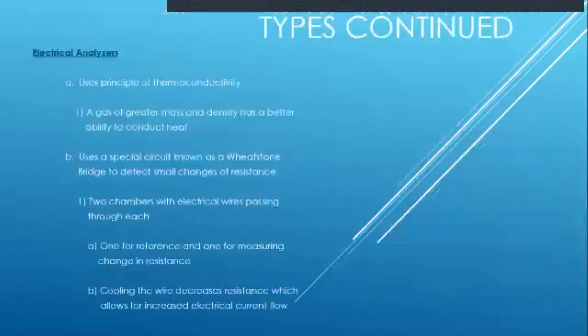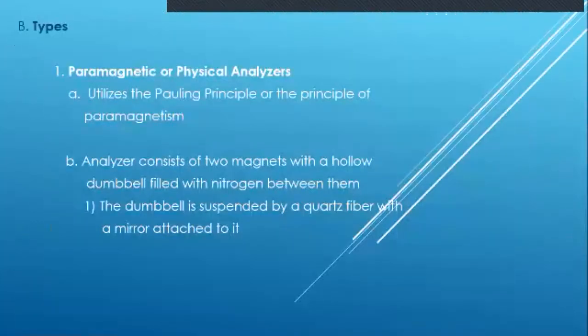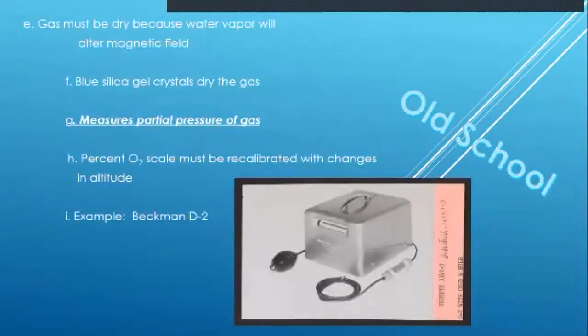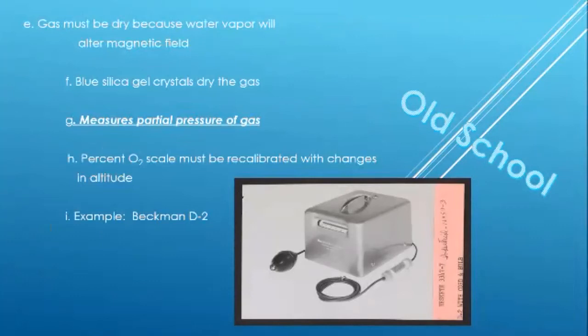Okay, now let's go back. The first type was the paramagnetic. The paramagnetic analyzer measures the partial pressure. Has to be dry, right?